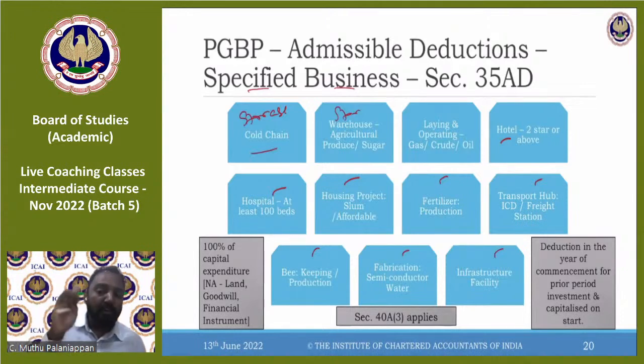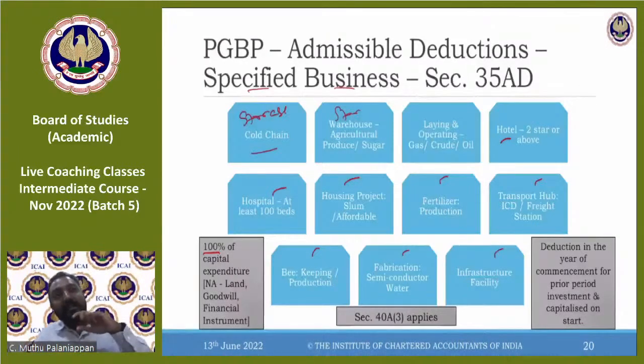If you are running any of these businesses, then 100% of capital expenditure can be claimed as deduction. And here, in scientific research, we said land is not allowed. But here, land, goodwill, financial instrument, these three are not eligible. So land, goodwill, or any financial instrument. When you say financial instrument, any securities or something which has financial value is also not allowed. So land, goodwill, financial instrument are not an allowed expenditure in the case of 35AD.